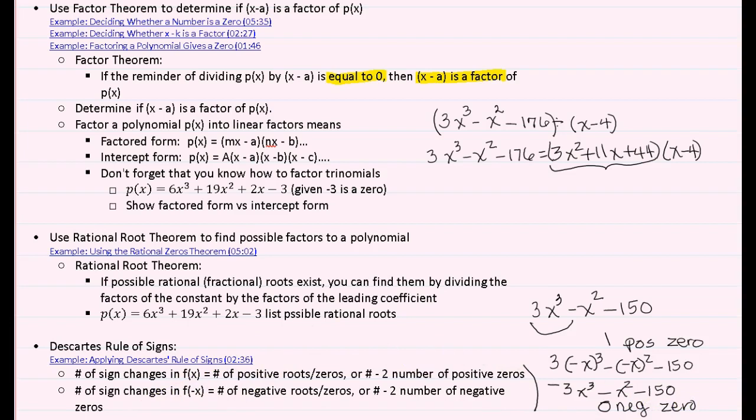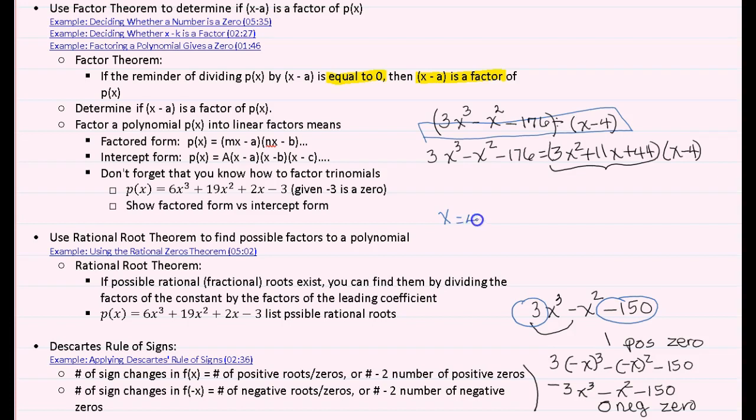Finally, let's talk about the rational root theorem. It states that if you want to find possible zeros, get the factors of the constant and divide them by the factors of the leading coefficient. In our last division problem, which was 3x cubed minus x squared minus 176 divided by x minus 4, we found that the remainder was 0. This means that x is equal to 4 is a zero, and that x minus 4 is a factor of our polynomial.